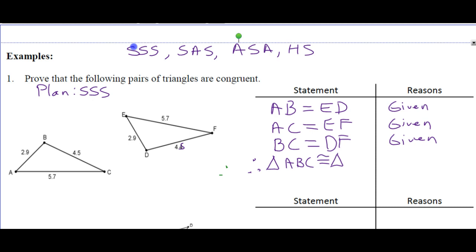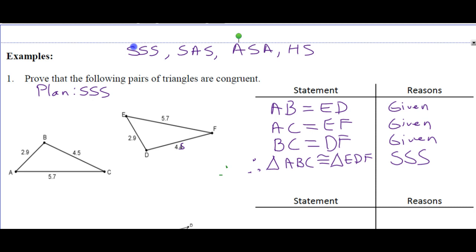DF. Okay, so is it DEF? So ABC goes from the 2.9 to the 4.5. Okay, so going from the 2.9 to the 4.5 is EDF. Okay, and the reason is side, side, side.